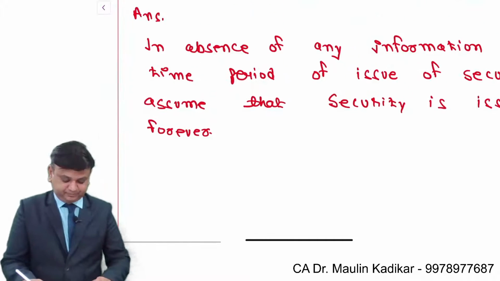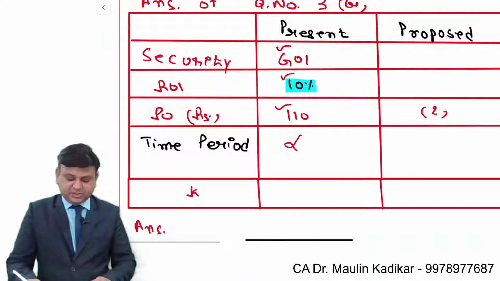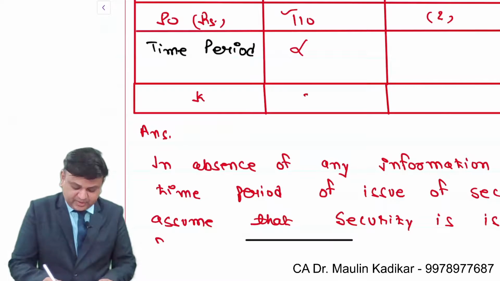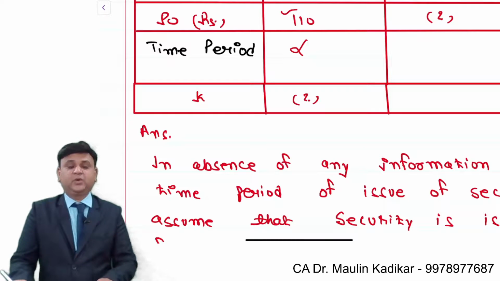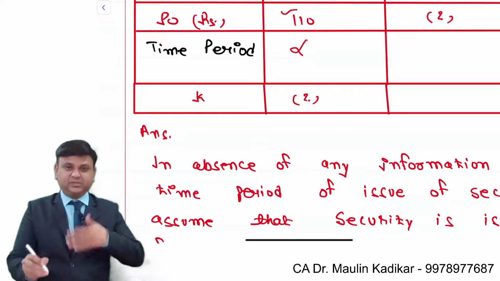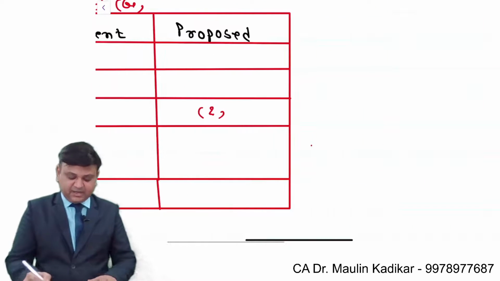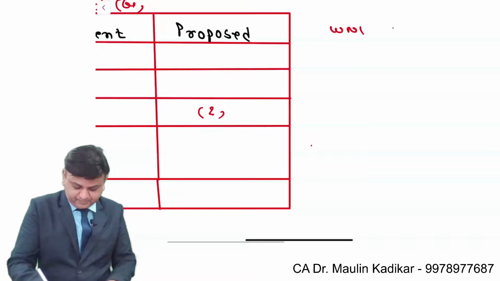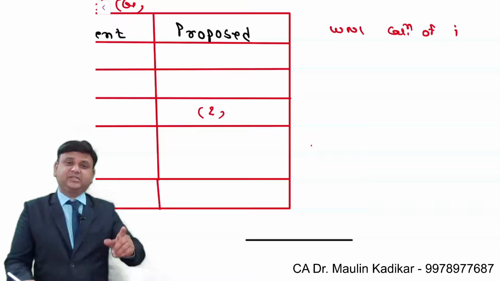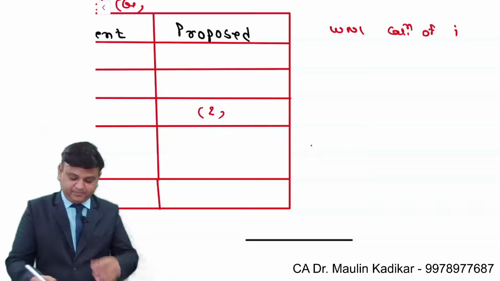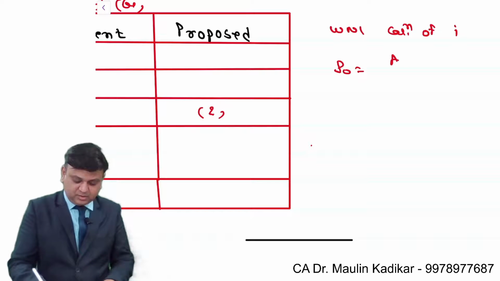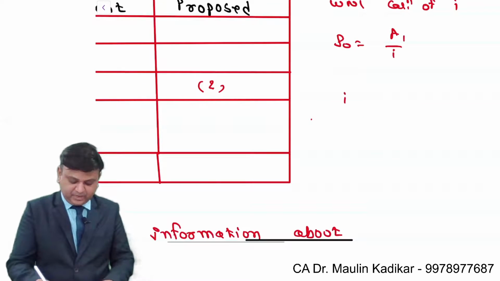So over here we have to make the computation that what is the current required rate of return of the security, what is the current yield of the security, that is what we are required to compute. Do not write anything, let me explain you. So we will prepare a kind of working note number 1, calculation of I. That is the return that the investor is getting right now from the security. P0 is equal to A1 divided by I. So I is equal to A1 divided by P0.